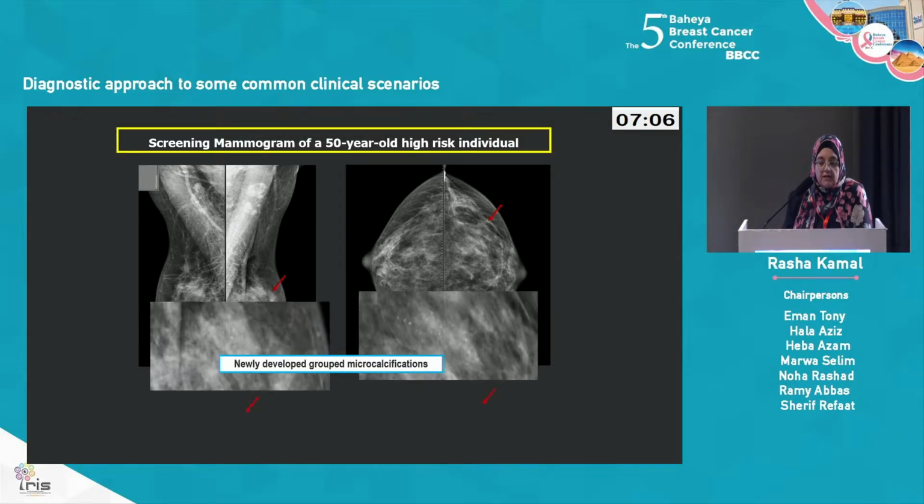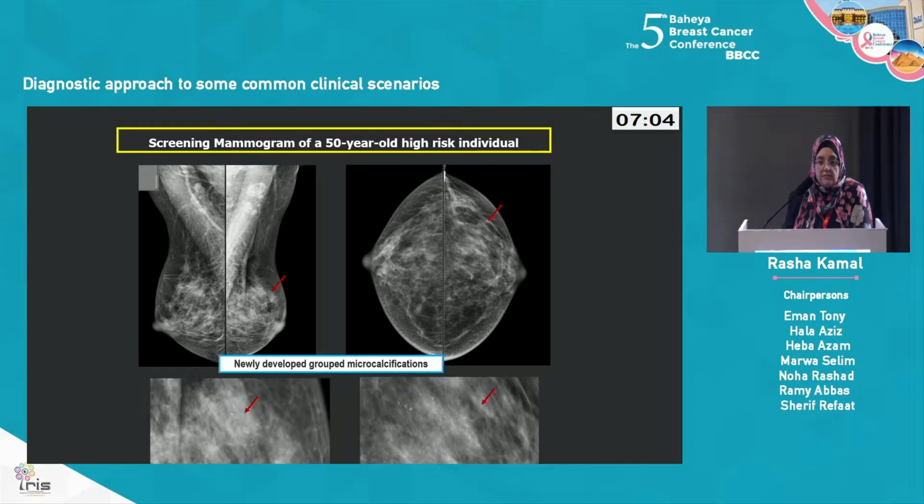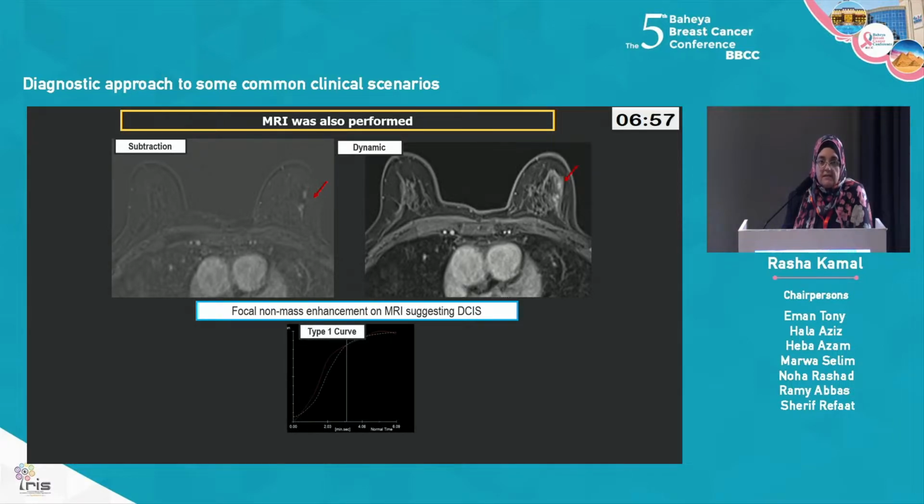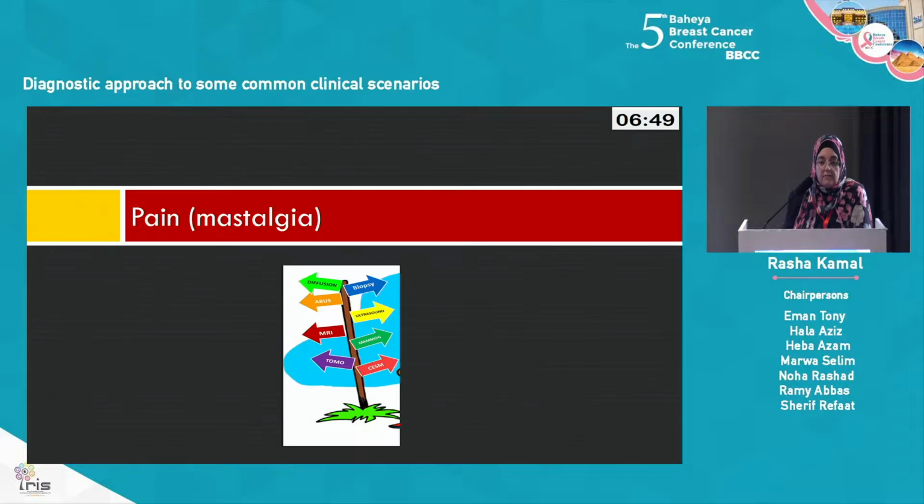She had newly developed microcalcifications within the left breast. An MRI was requested and revealed focal non-mass enhancement, but the time signal intensity curve was type 1, which is a benign, continuously rising curve. A biopsy was taken, and this was a case of an atypical ductal hyperplasia.